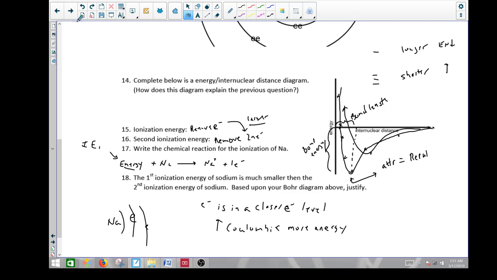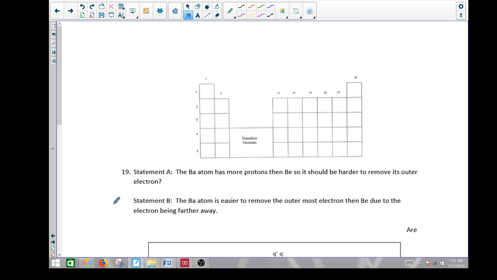All right, next one. Statement A. The barium atom has more protons than beryllium, so it should be harder to remove its electron. Okay, so this is a true statement until we get to right here, and therefore we want to say false. It should be easier to remove because the electrons are farther away. Therefore, reduced Coulombic attraction.